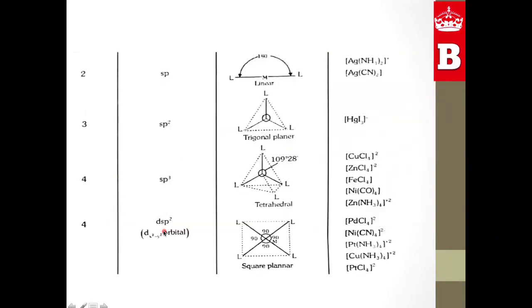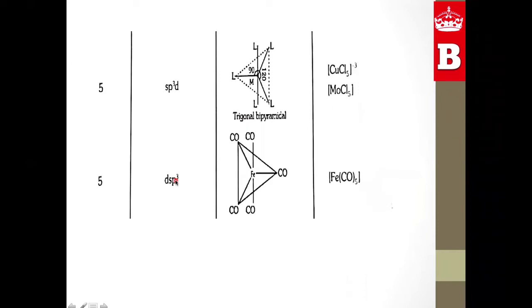For your knowledge, for your memory, I just want to remind you of the basic things about the structures. Here it is linear, here is trigonal planar, here it is tetrahedral. Hope you remember everything. This one is square planar. So for square planar, it can be dsp2 only, and for tetrahedral, it should be sp3 hybridized only.